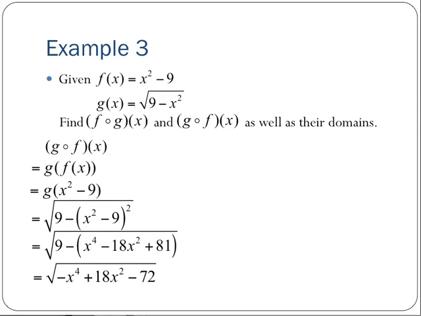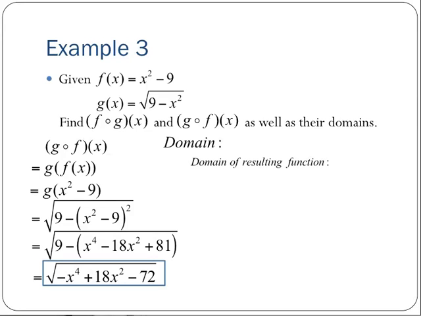Now, we have to check and see what the domain is. So again, checking two things. You are checking the domain of the resulting function and the domain of the inner function. So let's start with the domain of the resulting function. So the domain of the resulting function, we have a square root for sure, so anything that's under the square root has to be greater than or equal to 0. Now to factor this, I'm going to start by factoring out a negative sign.